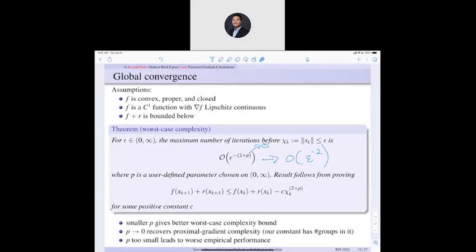In any case, this is still only a worst case complexity result. I'll just say that in terms of comparing numerically how our method performs versus proximal gradient, our method is significantly better essentially across the board.